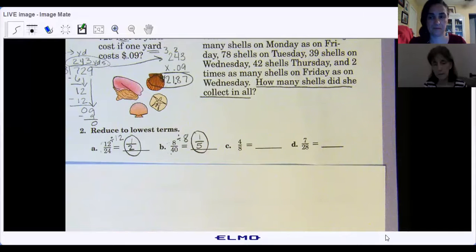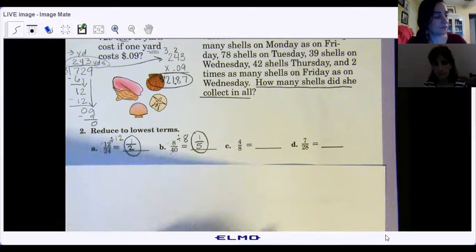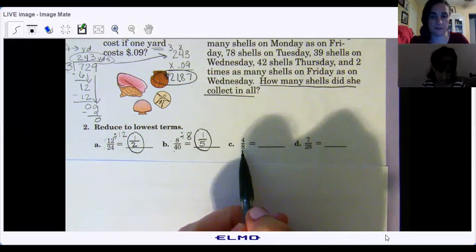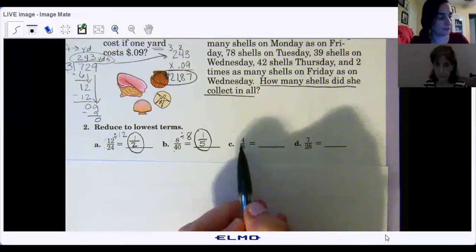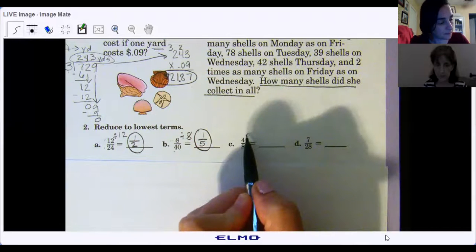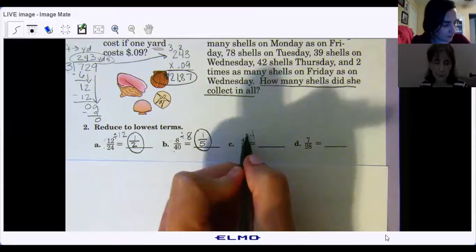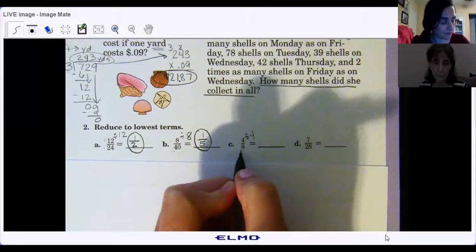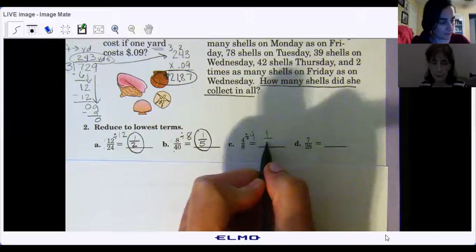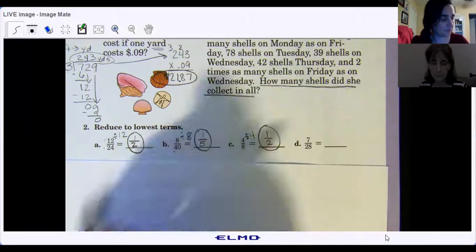All right, the next one. 4 and 8. All right, try the numerator again. Let's see, we're having good luck with the numerator today. All right, well, 4 divided by 4, yes. So 4 divided by 4 is 1, and 8 divided by 4 is 2. So 1/2 is your answer.